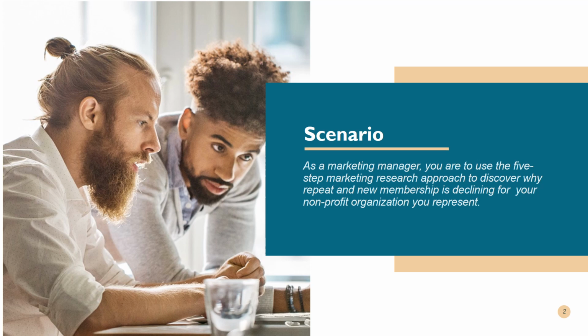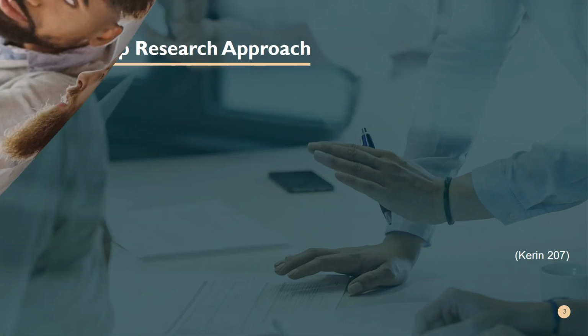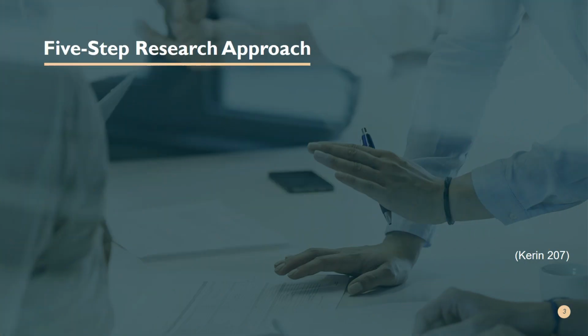Your scenario here is you are a marketing manager and you have to use the five-step marketing research approach to discover why repeat and new membership is declining for the nonprofit organization you represent. Now, this sounds like trouble because you don't have repeat customers and you have very little new customers, so you're going to have to figure out what's going on. And we're going to use the five-step marketing research approach to do that. So let's get into it.